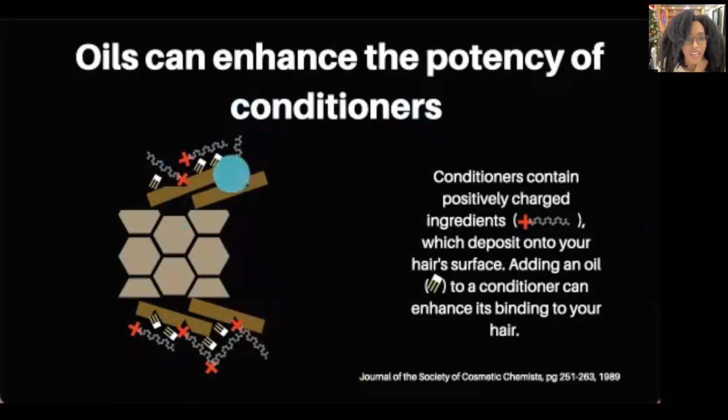But sometimes you might use a conditioner and notice that it doesn't really make your hair feel so soft. Adding an oil to a conditioner can actually enhance its ability to bind to your hair. So you can either add the oil to your hair's surface and then put the conditioner on top and then rinse, or you can add the oil directly to the conditioner. This can make the conditioner more effective.